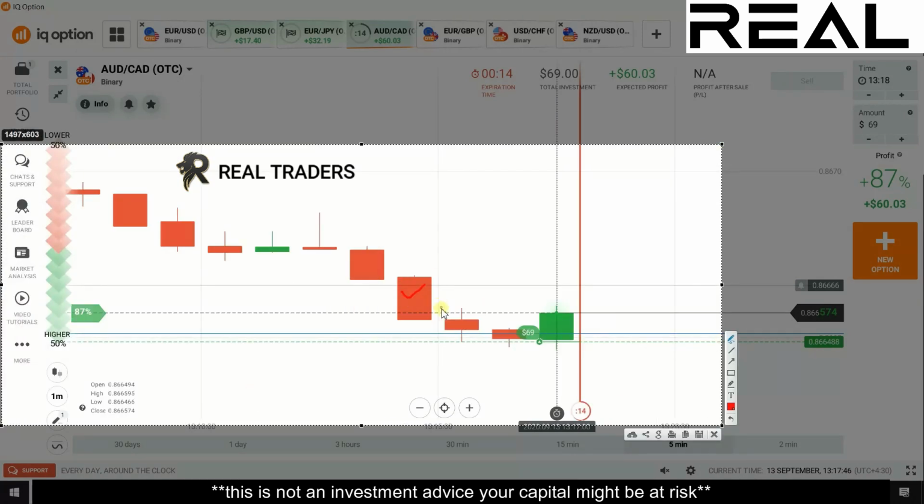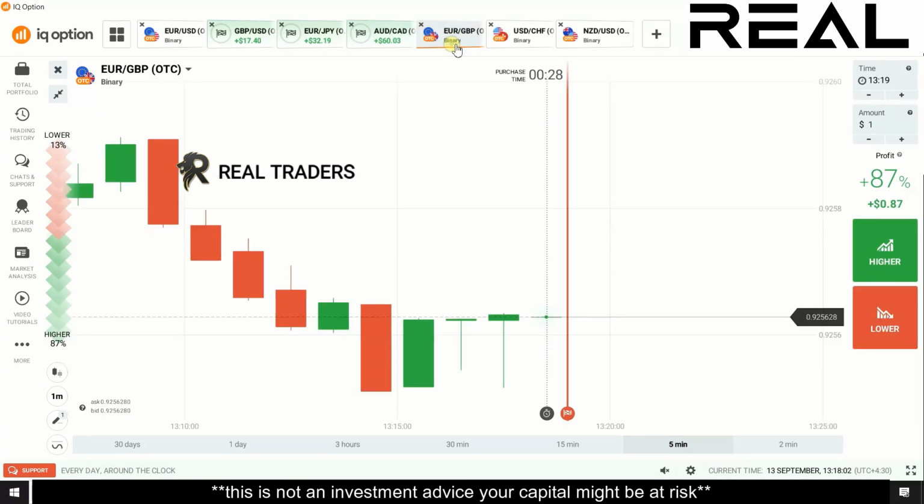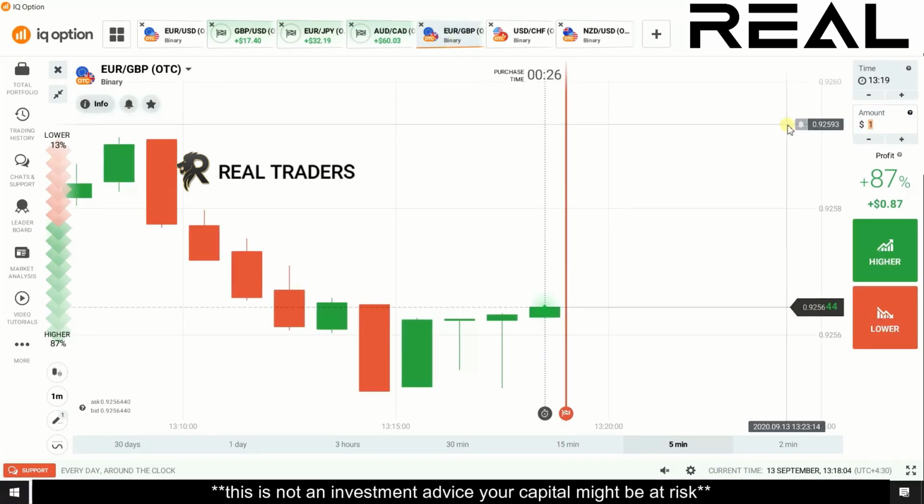And you can see the sellers are losing their power here. We are also seeing some rejection from the buyers. That's why I place a higher option here. So these extreme levels will work well. Okay, and you can see it is also a win.